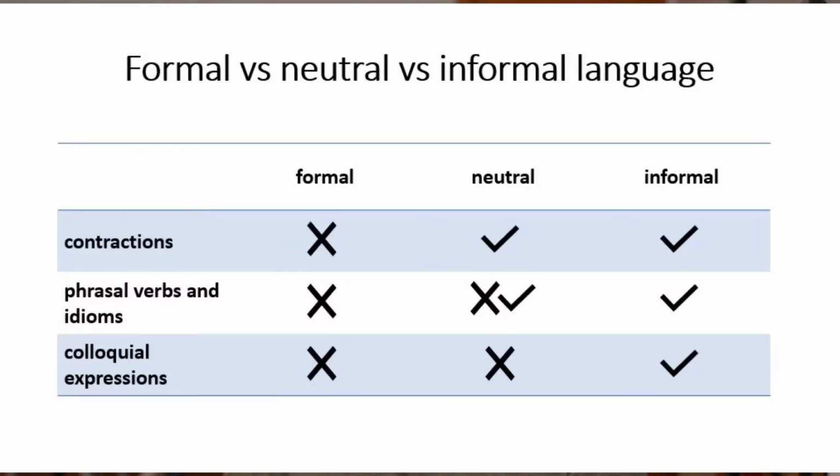Now we are going to examine how we use or don't use these different categories or ideas in the different styles of language: formal, neutral, and informal. Have a look at this simple graphic that shows you what you can use in which style. For example, contractions are good in informal and neutral writing, but not in formal texts. Phrasal verbs and idioms should only be used in informal style.